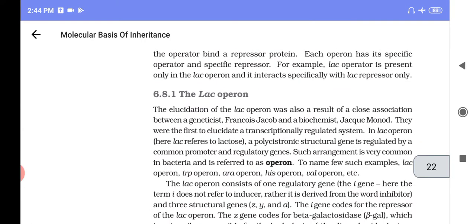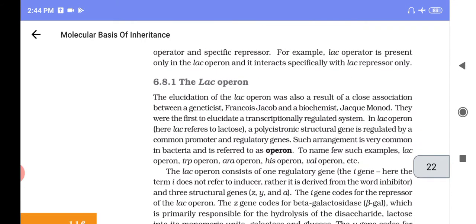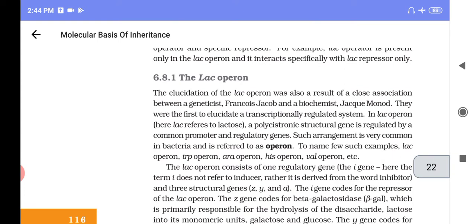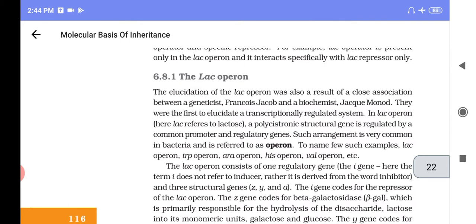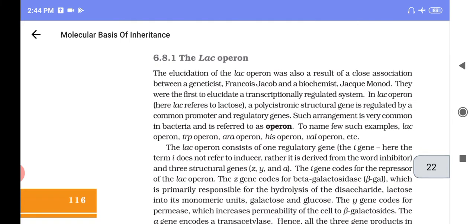The lac operon. The elucidation of the lac operon was also a result of a close association between a geneticist, Francois Jacob, and biochemist Jacques Monod. They were the first to elucidate a transcriptionally regulated system. In the lac operon, here lac refers to lactose, a polycistronic structural gene is regulated by a common promoter and regulatory genes. Such arrangements are very common in bacteria and are referred to as the operon. To name a few such examples: lac operon, trp operon, ara operon, his operon, val operon, etc.